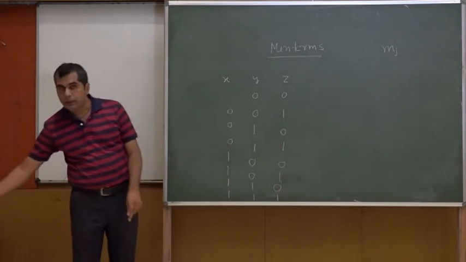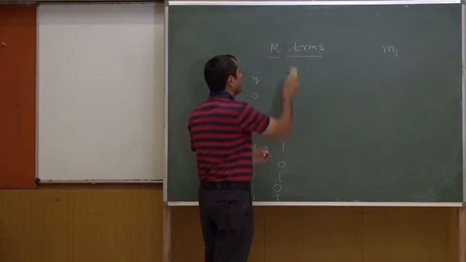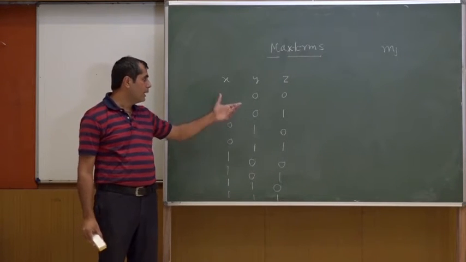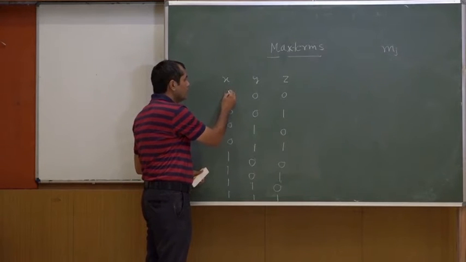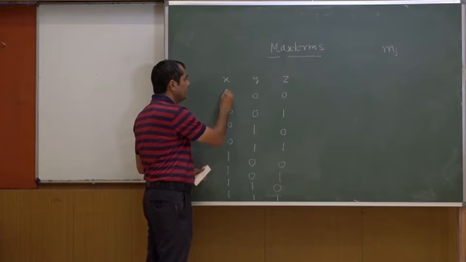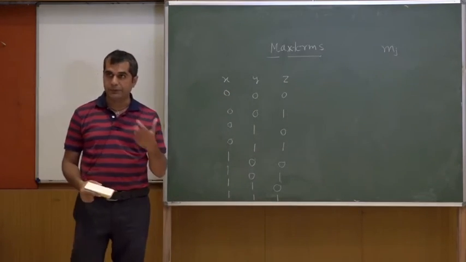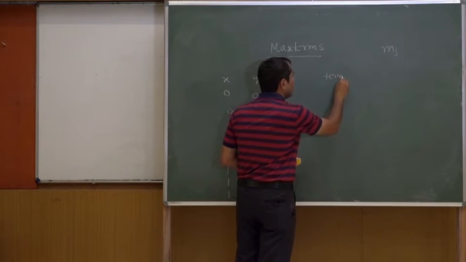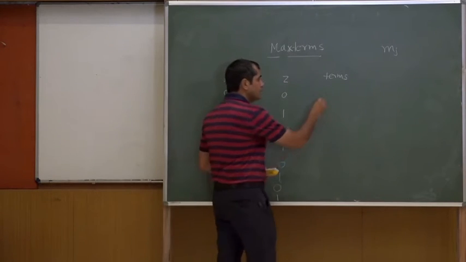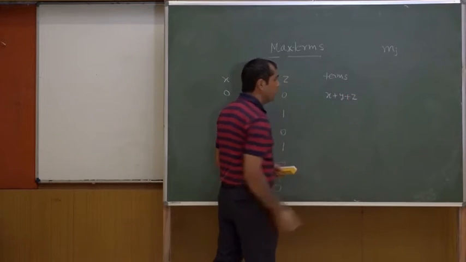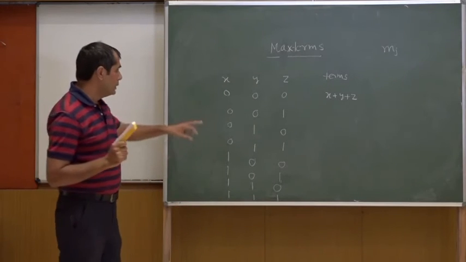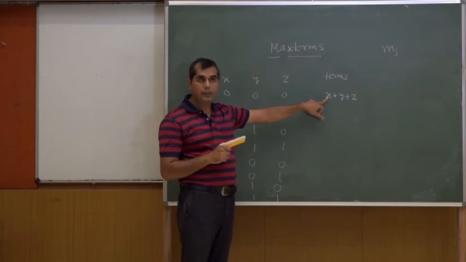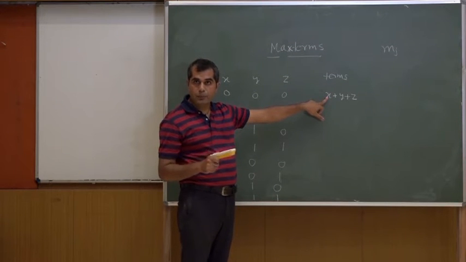Now, similarly, I can also define the max terms, and max terms are defined in a different manner. What we did here is the AND operation for the case of min terms, but for the case of max terms, we will perform the OR operation. If I write the terms here, then this 0 0 0 will be represented as x plus y plus z. Please note here, when we write the max terms, x represents 0 and x bar or x prime represents 1, unlike the min term case, where x refers to 1 and x complement refers to 0.